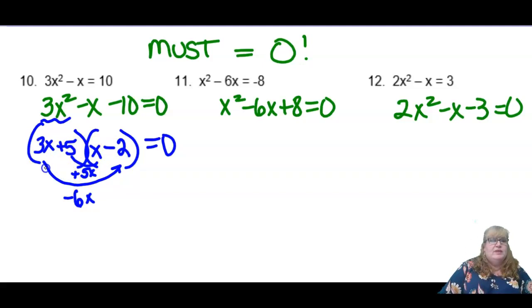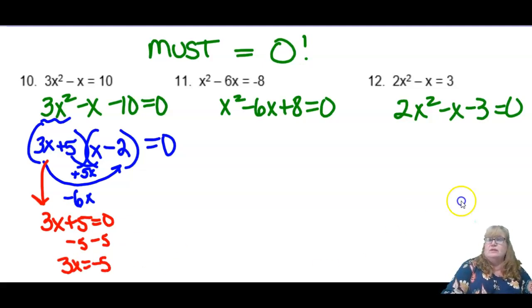But this is one you've got to be careful with because the answers are not negative 5 and 2. Some of you just want to grab those numbers and change signs out of the middle there. 3x plus 5 equals 0. You have a couple steps there. You have to subtract 5 from each side and then divide by 3.